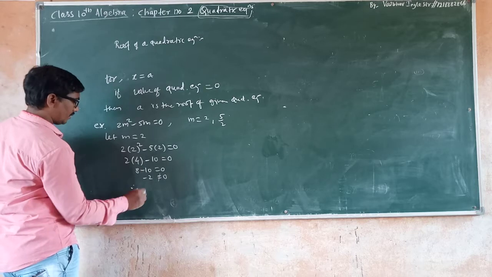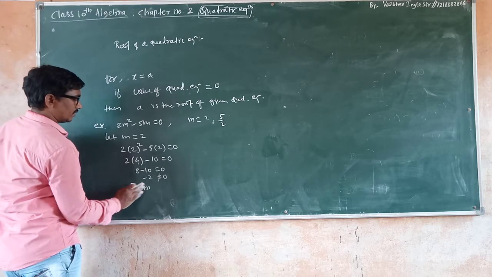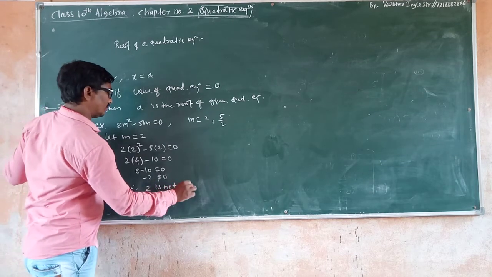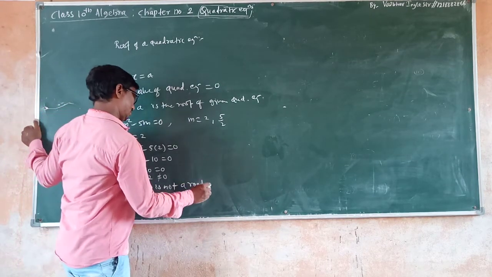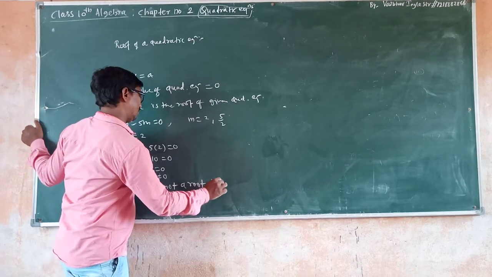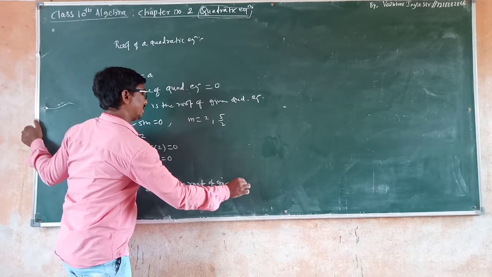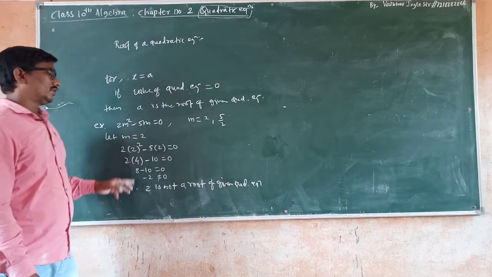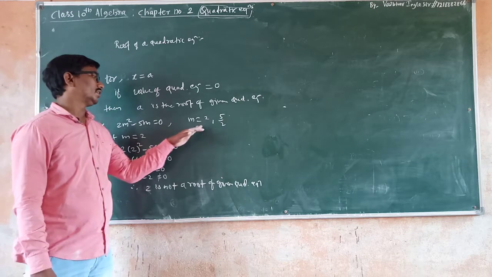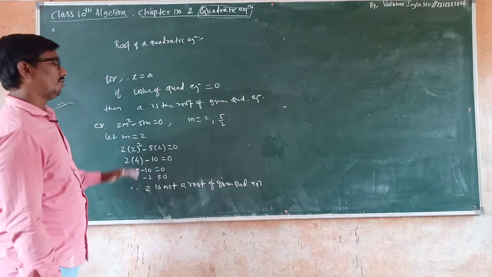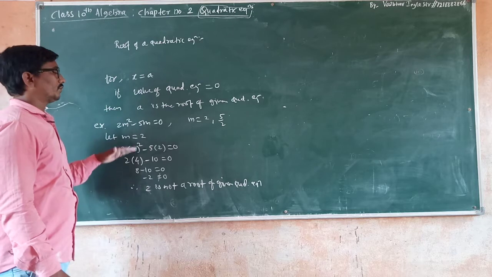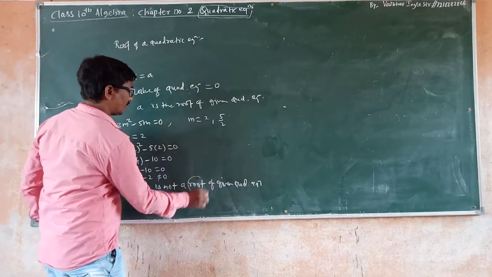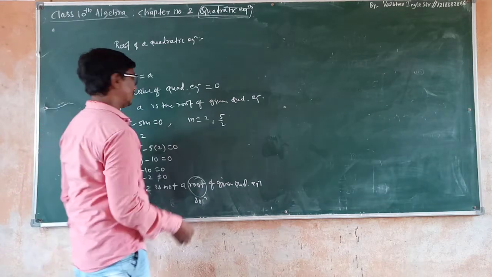Therefore, 2 is not a root, or you can say a solution, of the given quadratic equation. Okay, in this way you can check whether the given value is a solution or root of the given quadratic equation or not. Now we will go for 5 by 2.